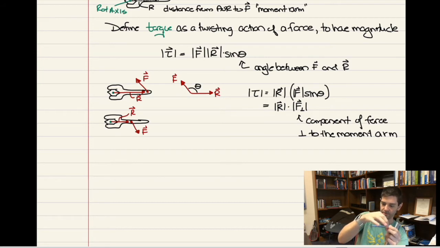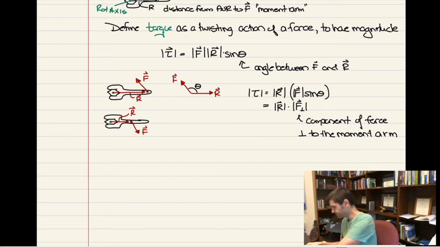I could go closer, of course, but if I wanted to get the longest moment arm to increase my torque, I can only go out this far compared to a wrench like this, which I can go out much, much farther. It looks like about twice, so I can get twice the torque for the same amount of force, because the moment arm is twice as long.